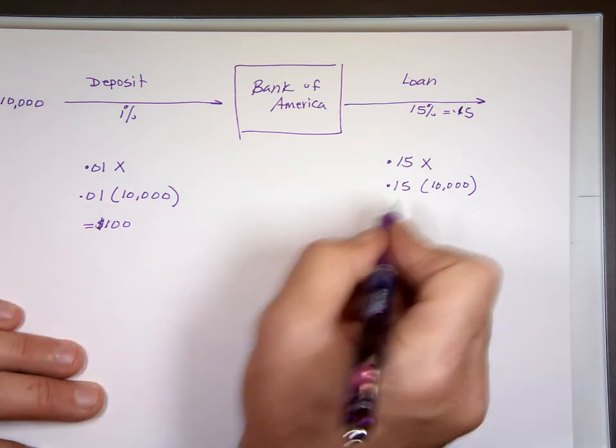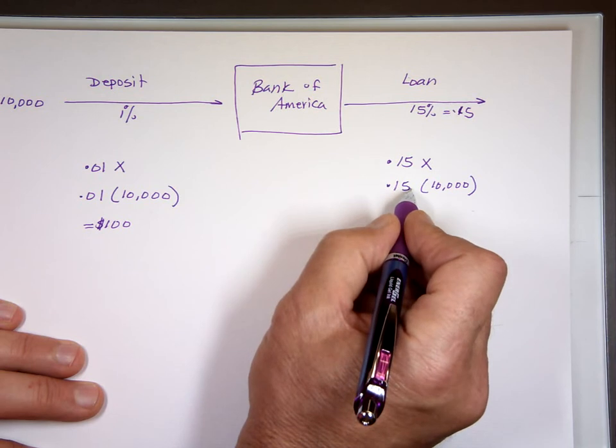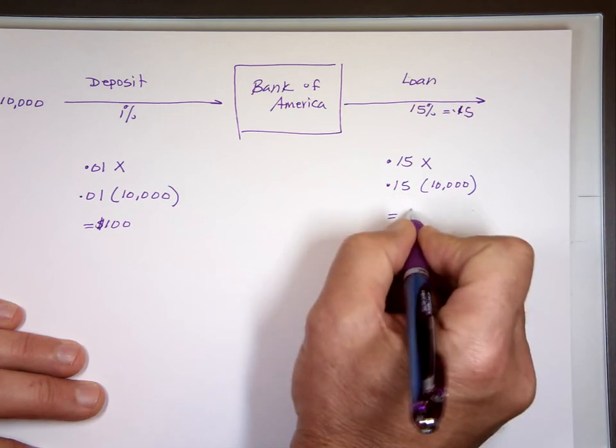So you move the decimal point how many places? 4. 1, 2, 3, 4. That will be $1,500.